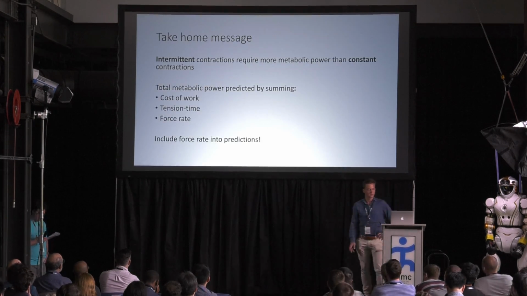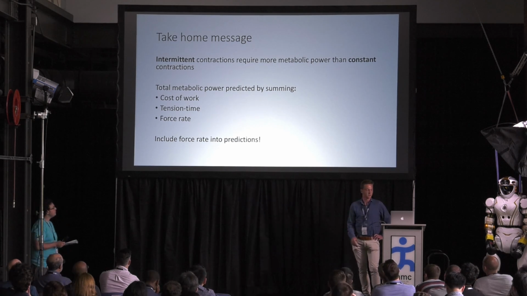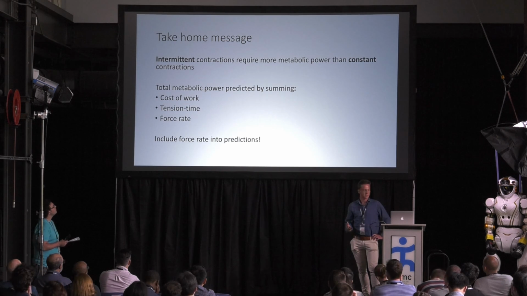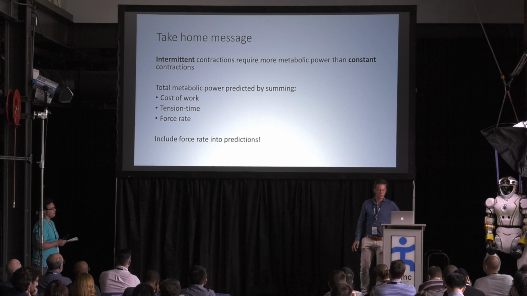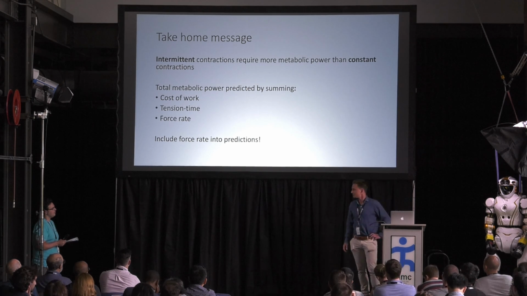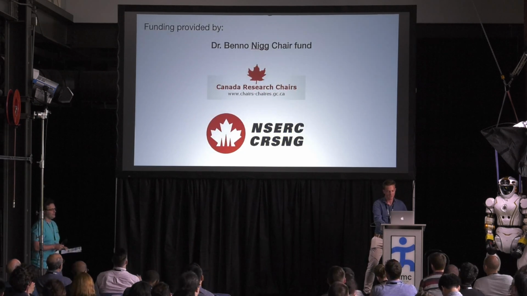The take-home message is that intermittent contractions require a substantial amount of metabolic power compared to constant contractions. And the total metabolic power is explained by summing cost of work, cost of tension time, and cost of force rate. So we think including force rate in predictions of metabolic power is important. And that's my presentation. Thank you for your attention. I would like to thank the funding.